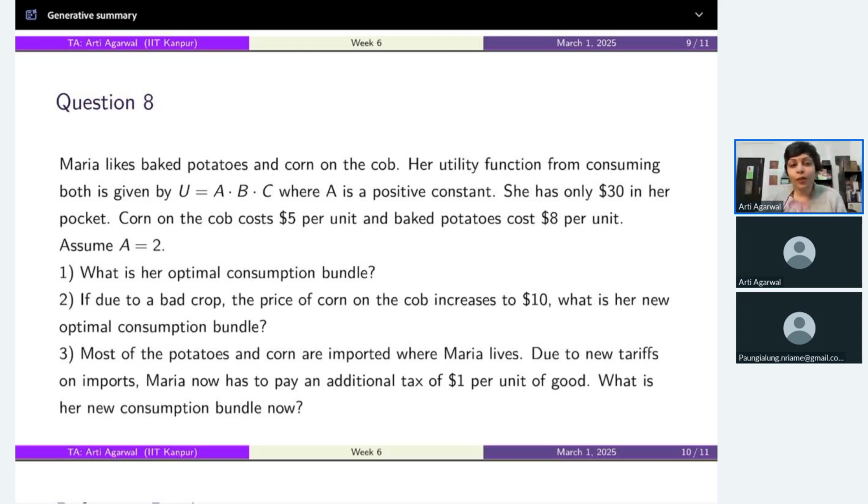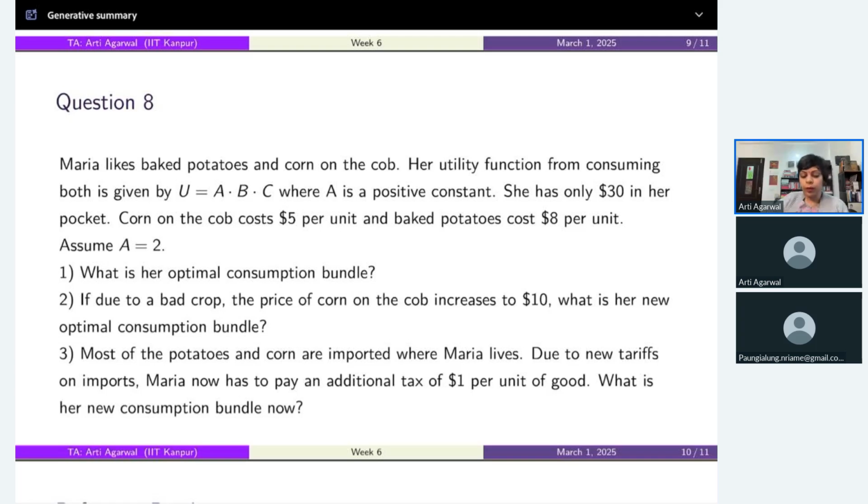Just be mindful of one thing: if you have a constraint optimization problem in which, instead of a budget or money or income, you're given time as the constraint, it's a similar setup. You will use exactly the same kind of logic. So instead of $30, it may be the number of hours per unit as the expense. That will be like the price of that particular good.